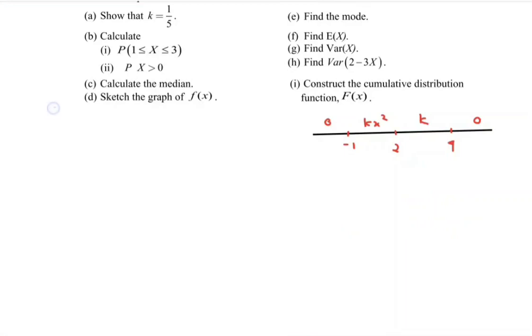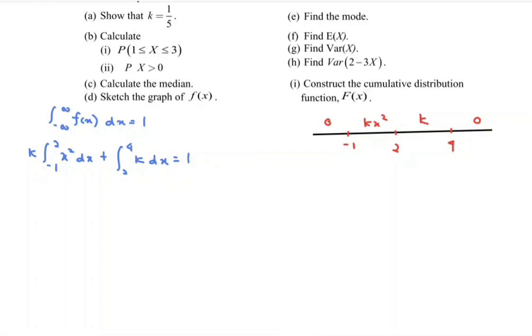So let's begin. The summation will be equal to 1. So integrate starting from negative 1 until 2, where we have kx squared dx, plus integrate starting from 2 until 4, the function k dx, which is equal to 1.